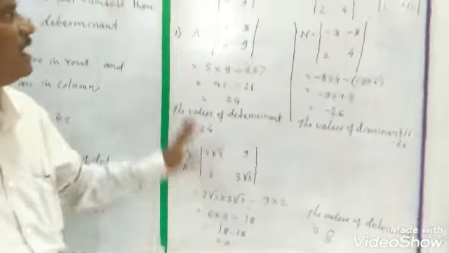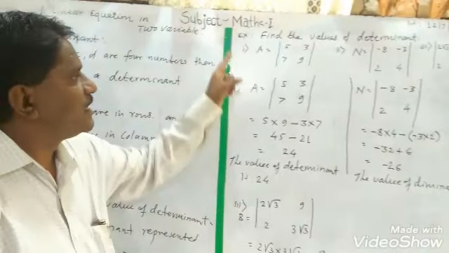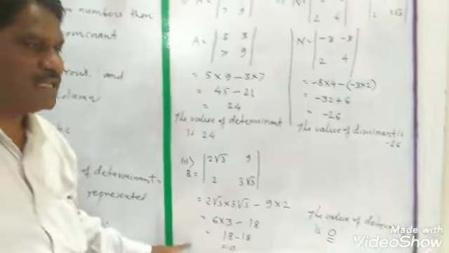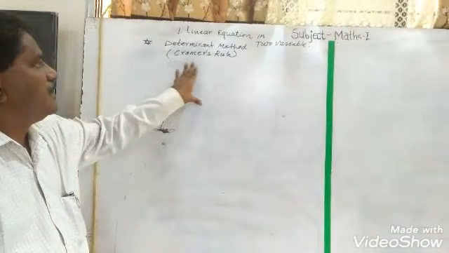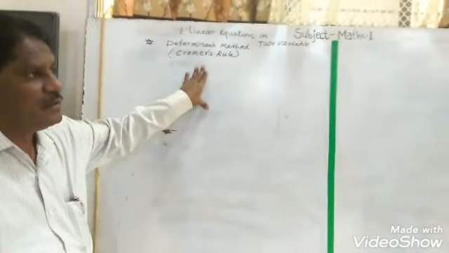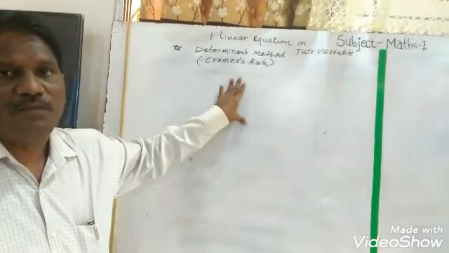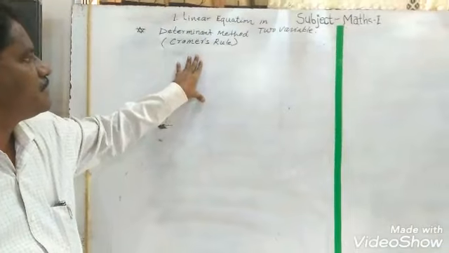अशा प्रकारची उदाहरण आपल्याला त्याचा वापर करून सोडवता येतात. Is said to be a determinant. द व्हॅल्यू ऑफ डिटर्मिनंट, त्याला निश्चयकाची किंमत असे म्हणतात. ठीक आहे. By using determinant method, that is the Cramer's rule. Cramer is the name of a mathematician, the Swiss mathematician.